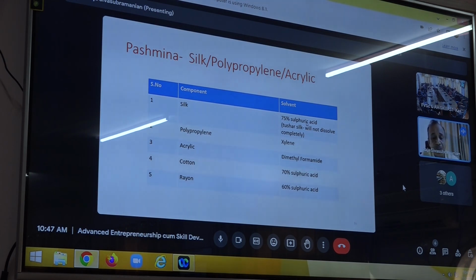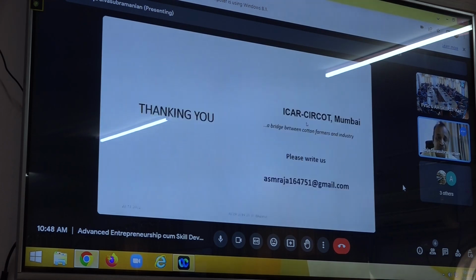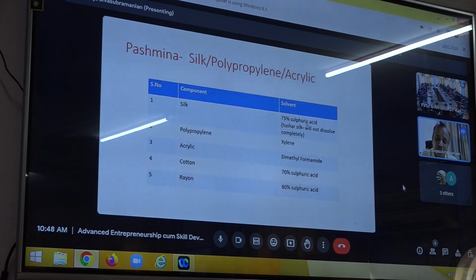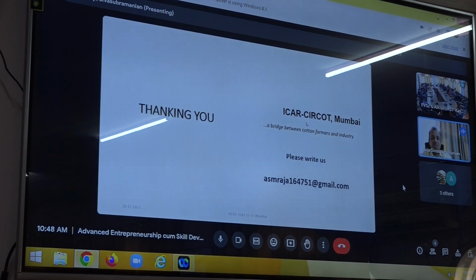Suppose cotton is there, you can treat with 70% sulfuric acid, so that cotton will completely dissolve. Viscose is treated with 60% sulfuric acid, and it will completely dissolve. So these are the dissolution methods for the other blends apart from Pashmina. That is more about this. There are two methods.